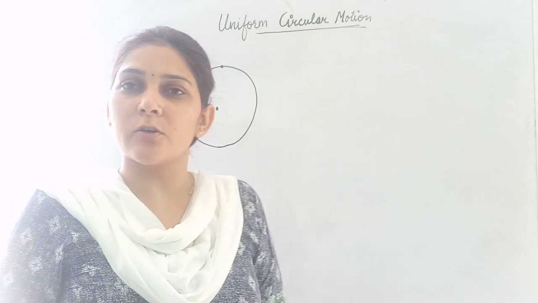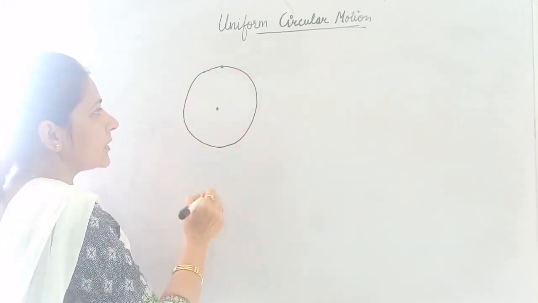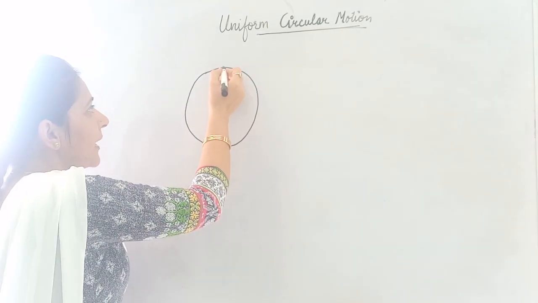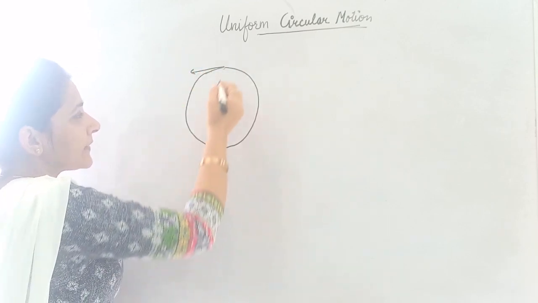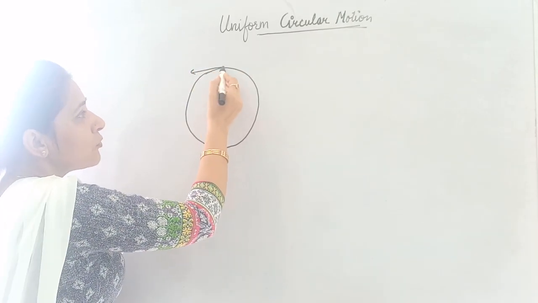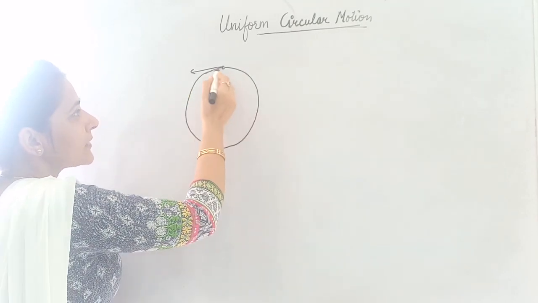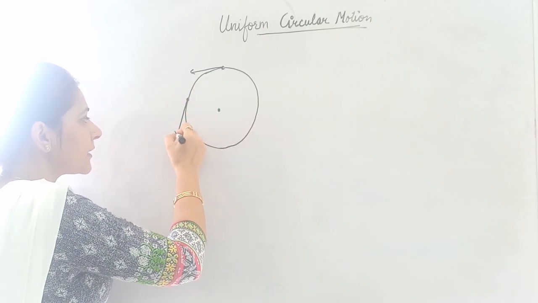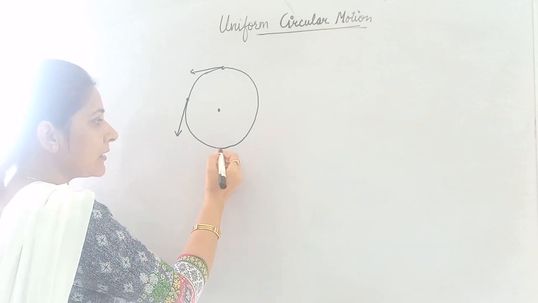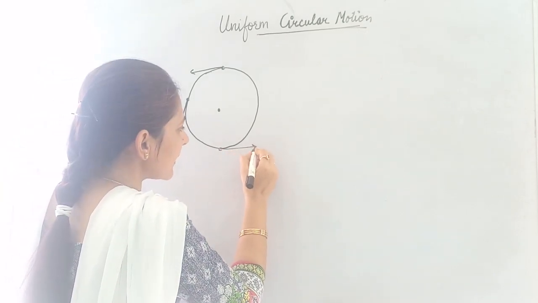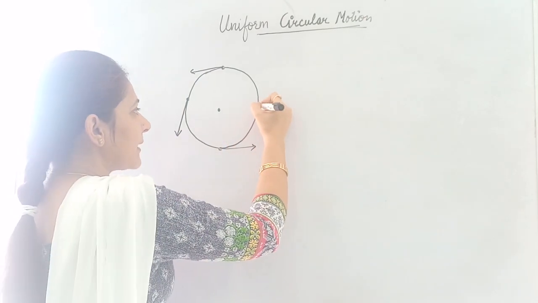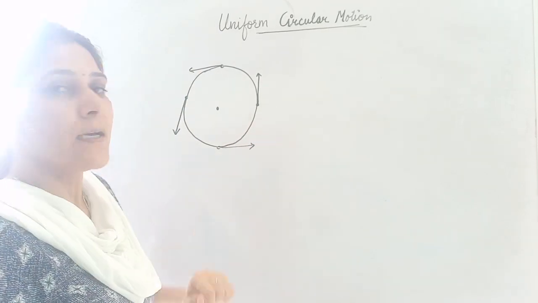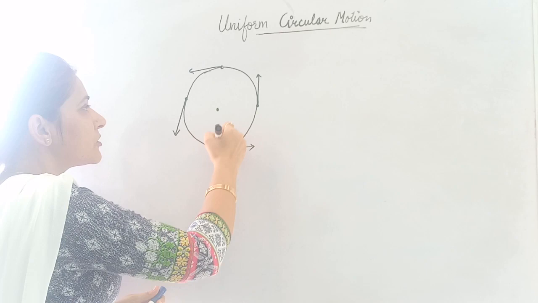But what about the direction of the particle? When the particle is present over here in the circular path, the direction of the particle is shown by drawing a tangent at that particular point where the particle is present. If the particle is here, the direction of motion is this way. This is the tangent drawn at this point. If the particle comes over here, this is the tangent at this point, which is the direction of motion. From this diagram we can see the direction of the particle at every point changes.